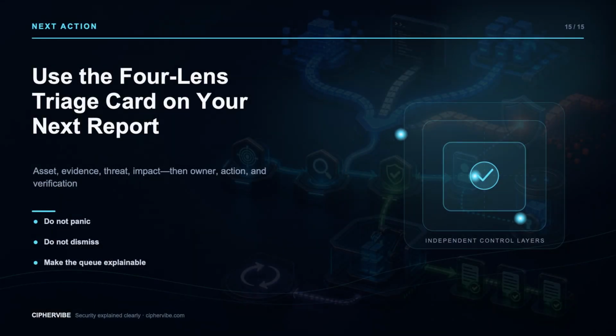On your next authorized scan report, choose one finding and write 7 lines: asset, evidence, threat context, impact, owner, action, and verification. If one line is unknown, that is your next investigation step. Do not panic at the total, and do not dismiss the scanner. Turn the output into an evidence-backed queue.